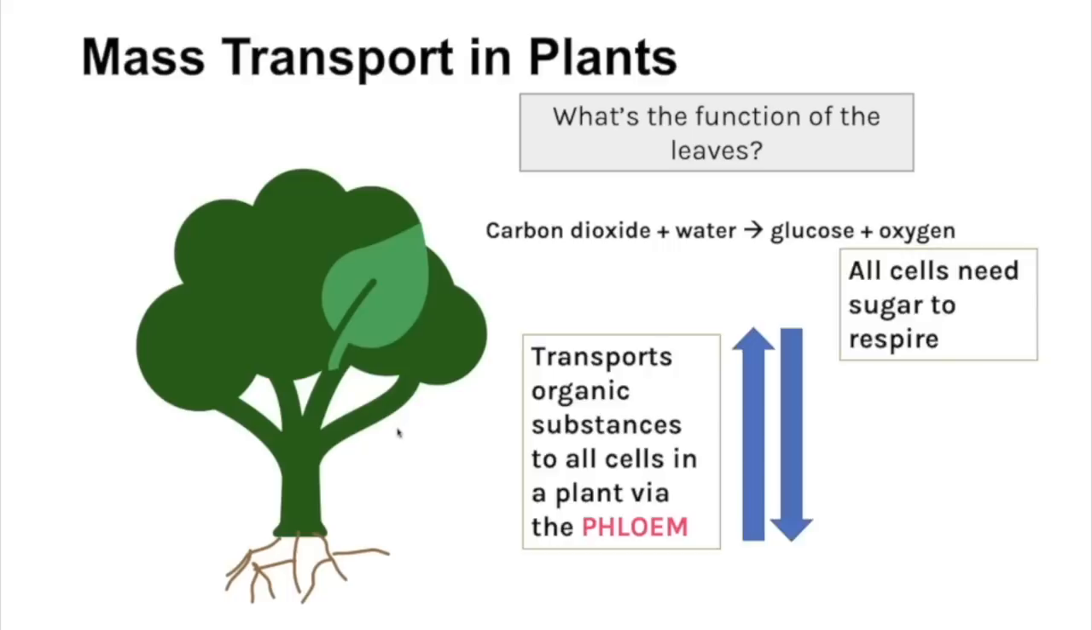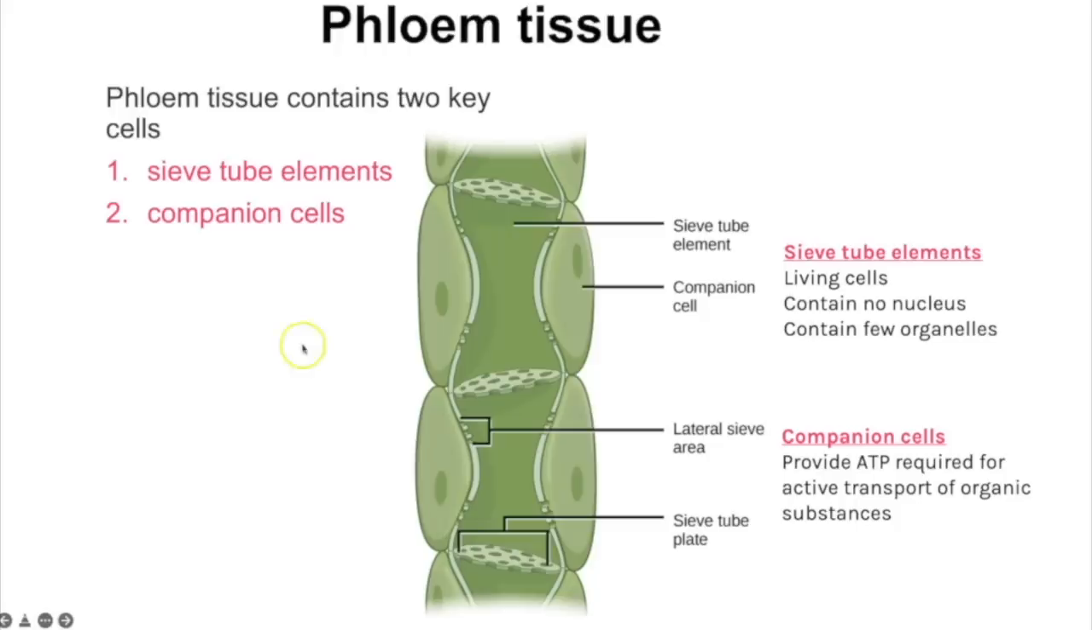Now, the second type of mass transport in plants is looking at how the organic molecules like glucose produced in photosynthesis are transported around. And this now happens in the phloem. Now, the phloem tissue contains two key cells. We have the sieve tube elements and the companion cells.